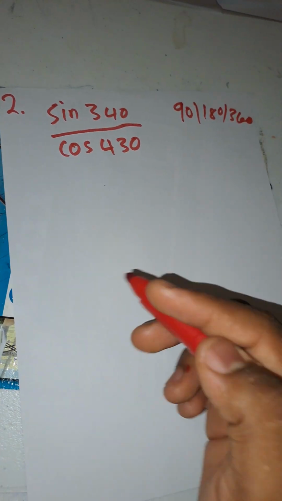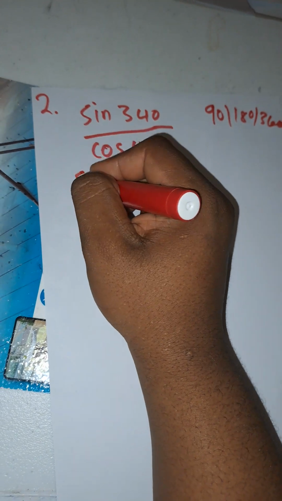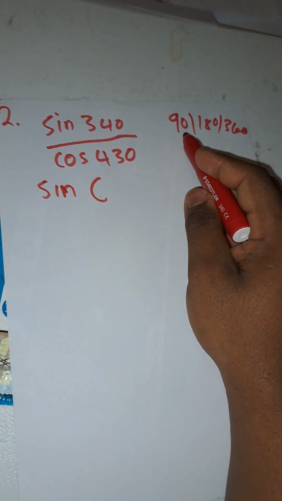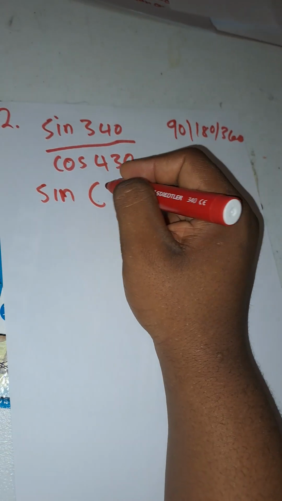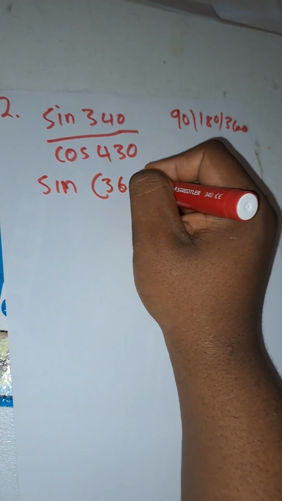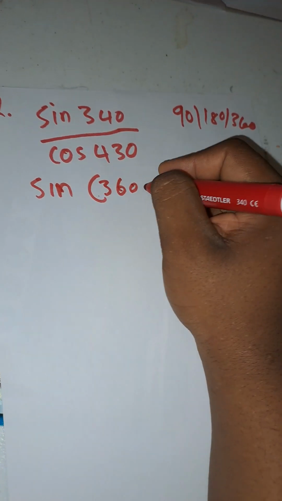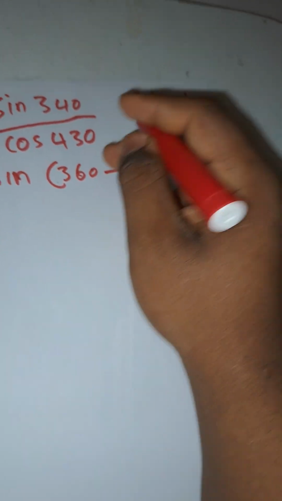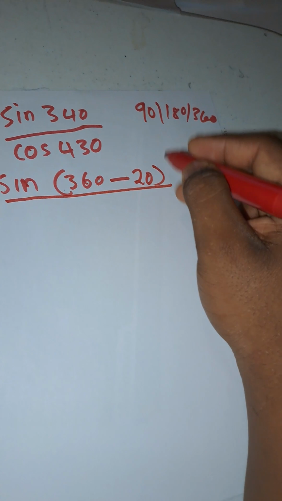This is sine 340. Remember, I have 90, I have 180, and I have 360, which I can use to reduce an angle. So I will start with sine. I open my bracket. Which angle is closer to 340? 180 and 360. Let me check 360. So I'll write 360 minus. You must check a value, but if you subtract it from 360, you must get 340. So it will be 360 minus 20. 360 minus 20 is 340. You see? So you are writing 340 but putting your reduction angle.